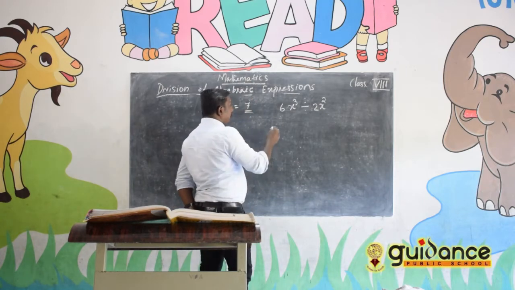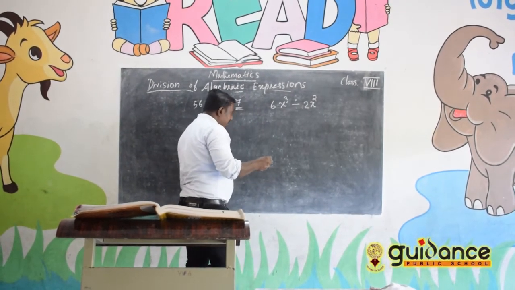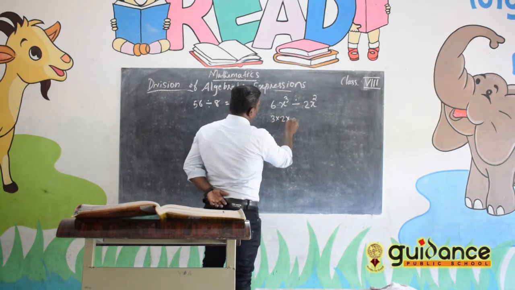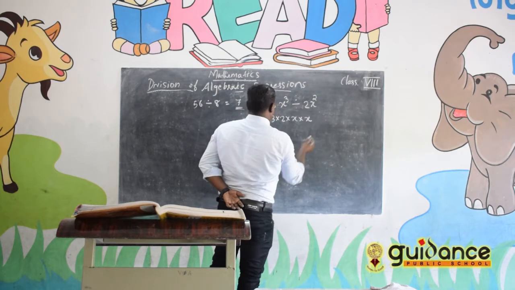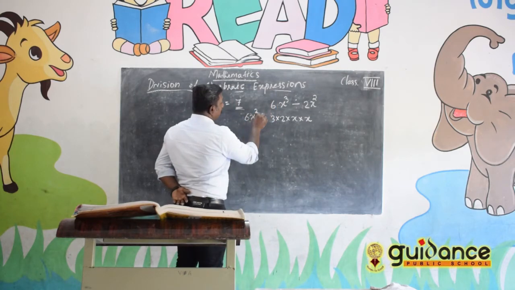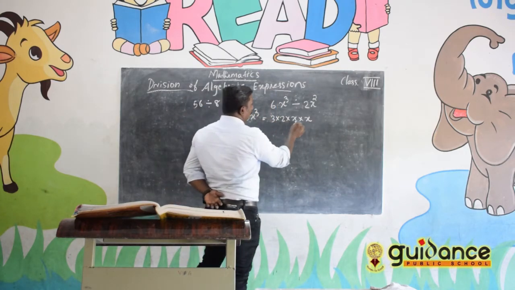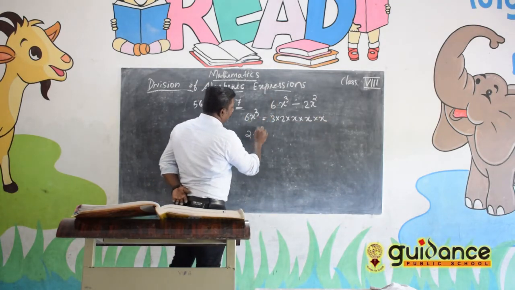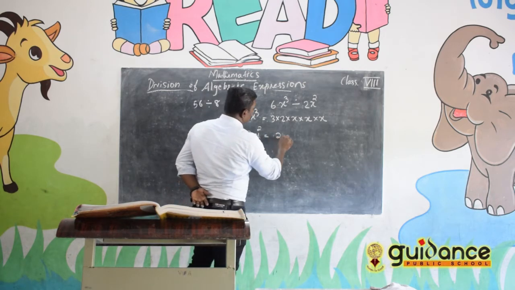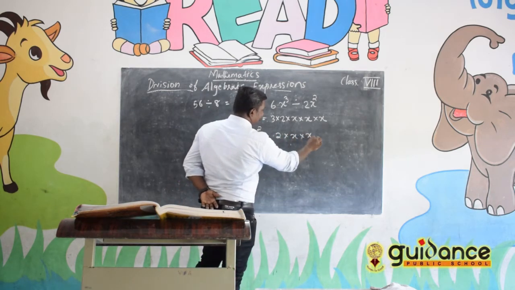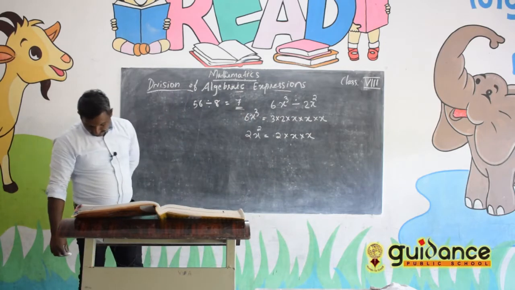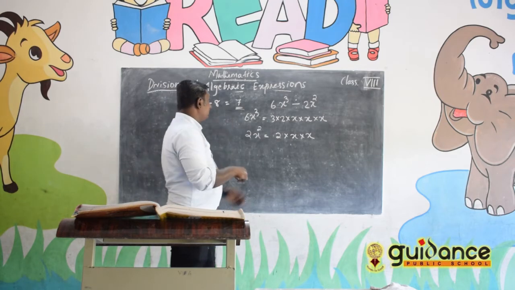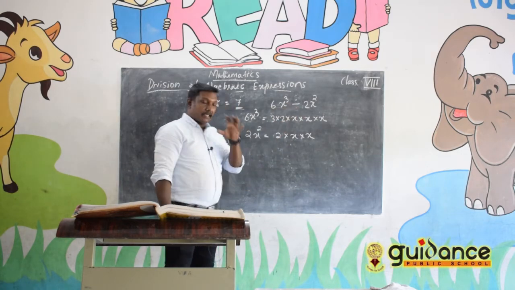How can we factorize 6x cube? We can write 6x cube as 3 into 2 into x into x into x. What about 2x square? 2x square can be written as 2 into x into x. So this way we factorize the given terms into irreducible terms.